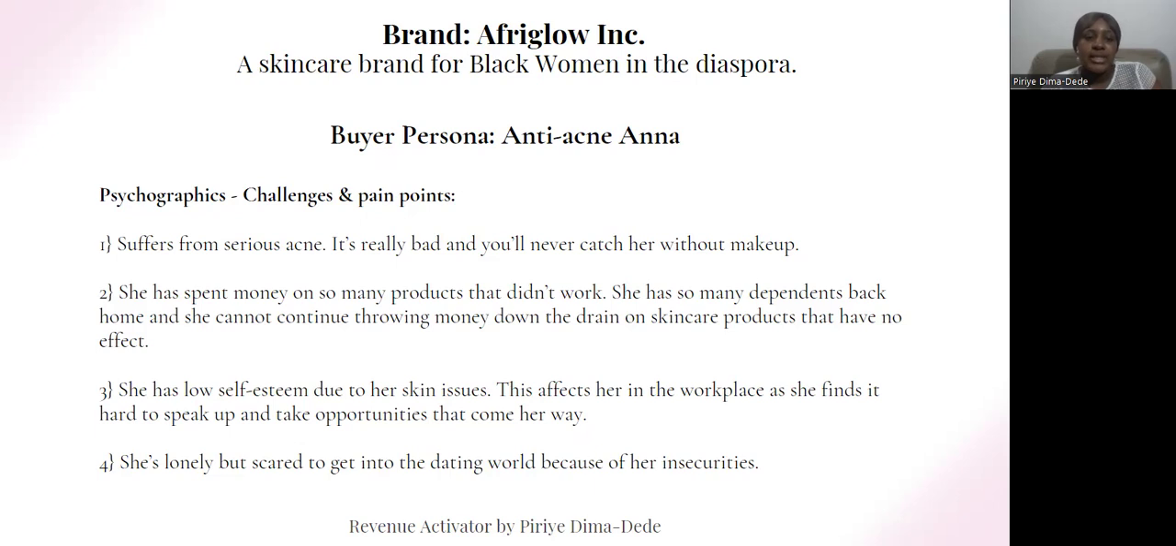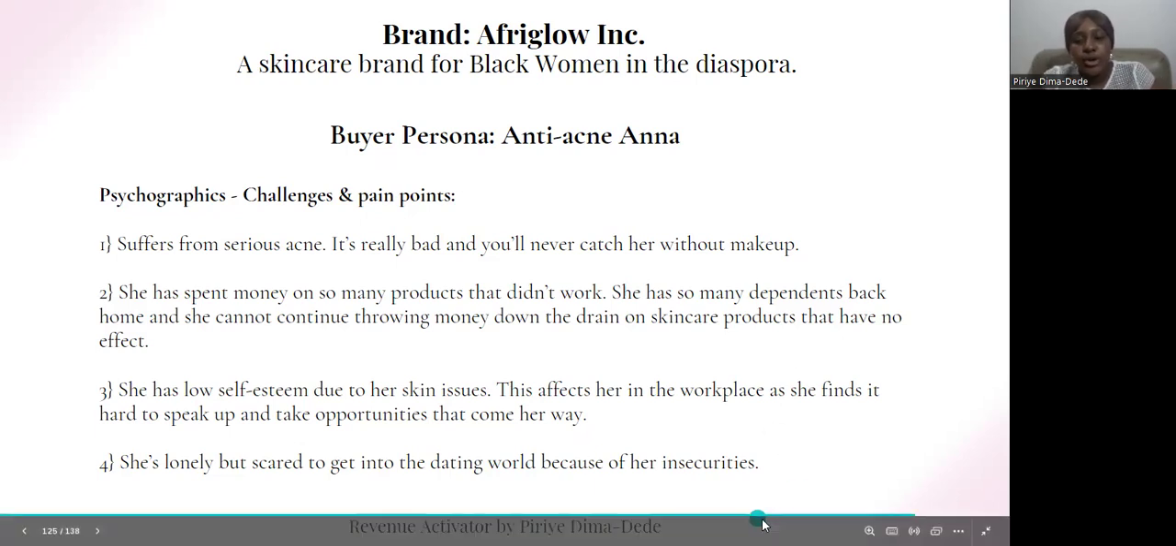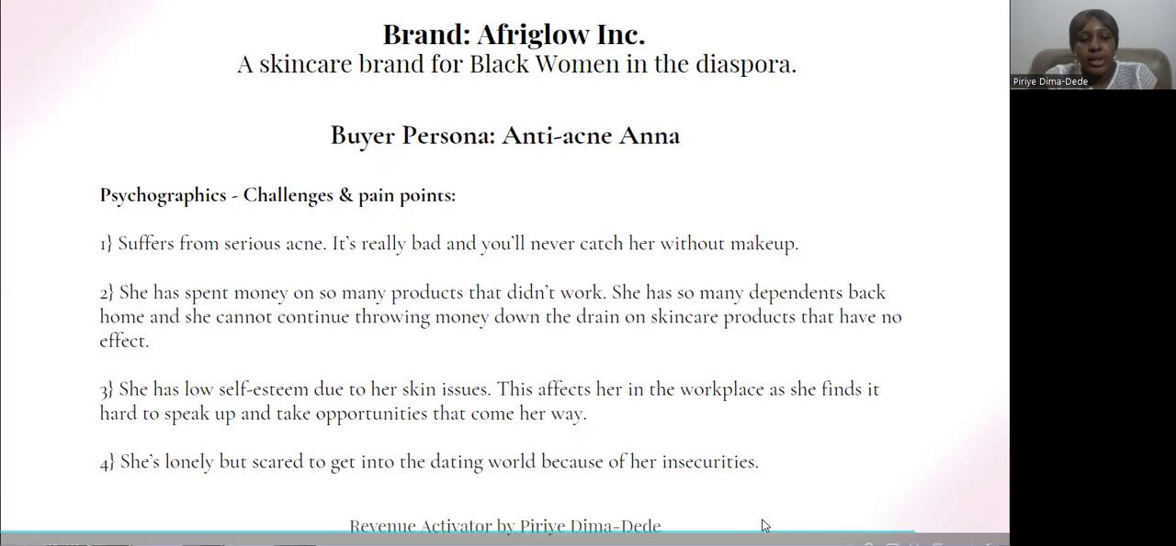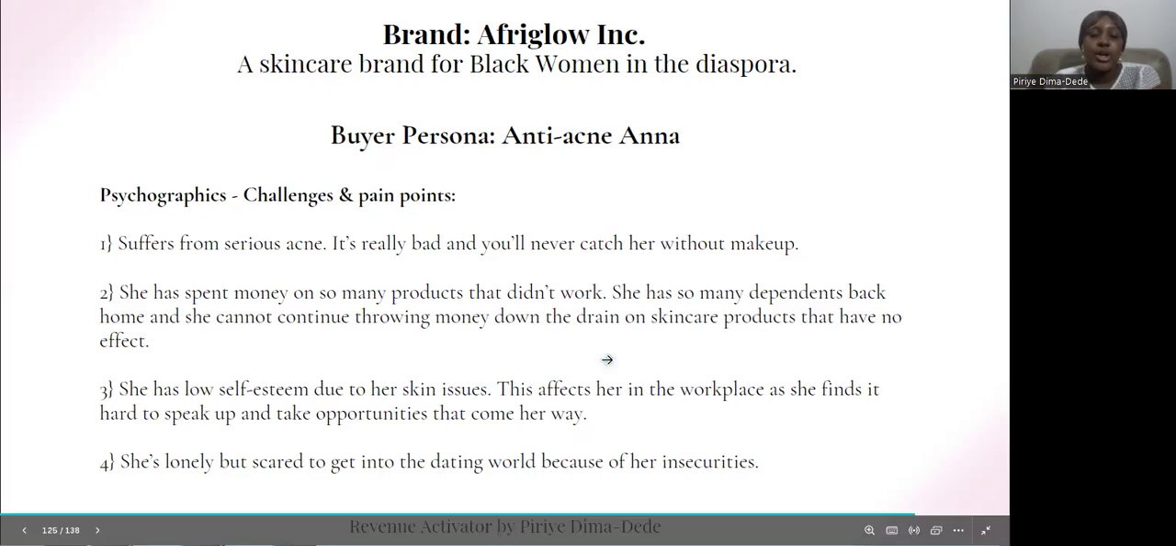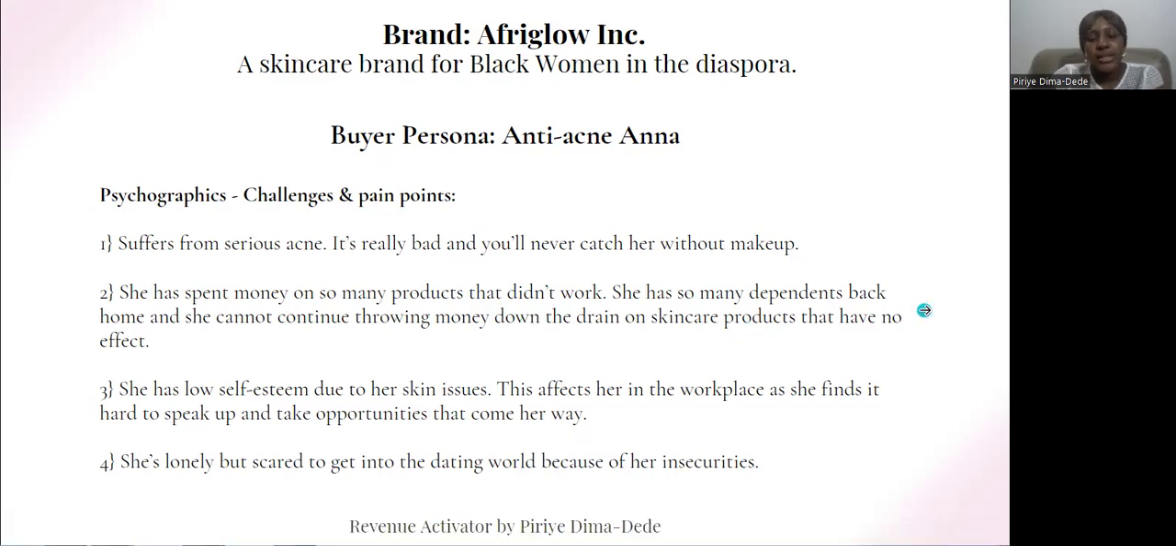The third pain point is that she has low self-esteem due to her skin issues. This affects her in the workplace as she finds it hard to speak up. When she speaks up, people turn to look at her like, oh, who wants to speak? And that gives her anxiety, right? So she has low self-esteem. And because she's not speaking up, she's not taking opportunities that come her way. So this is another one of Anna's pain points. Another one is that she is lonely but scared to get into the dating world because of her insecurities. And we can see how that would be a problem for Anna, right?